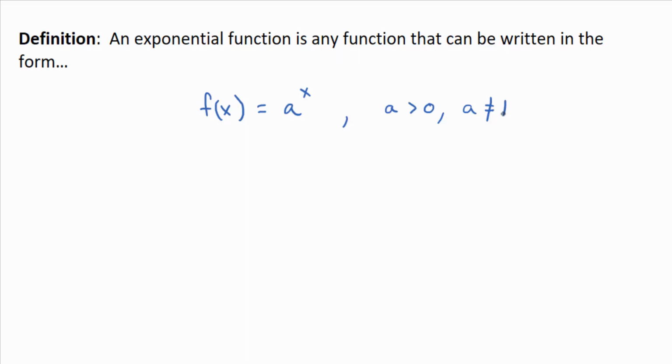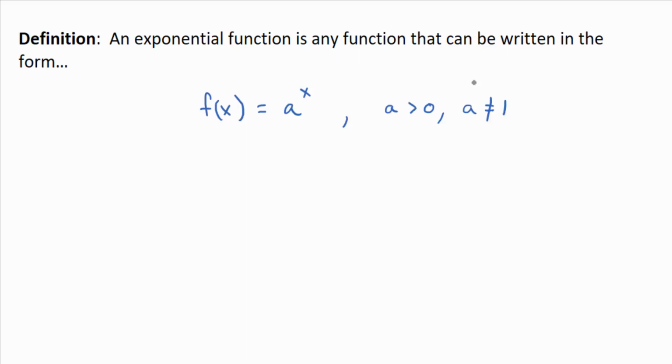If a is a negative number and x is a counting number, the exponent's a counting number, then it flip-flops between positive and negative. Because if you bring a negative to an even counting number, it's positive. If it's odd, it'd be negative. That's confusing. So we avoid that situation by just saying, hey, a is bigger than 0.